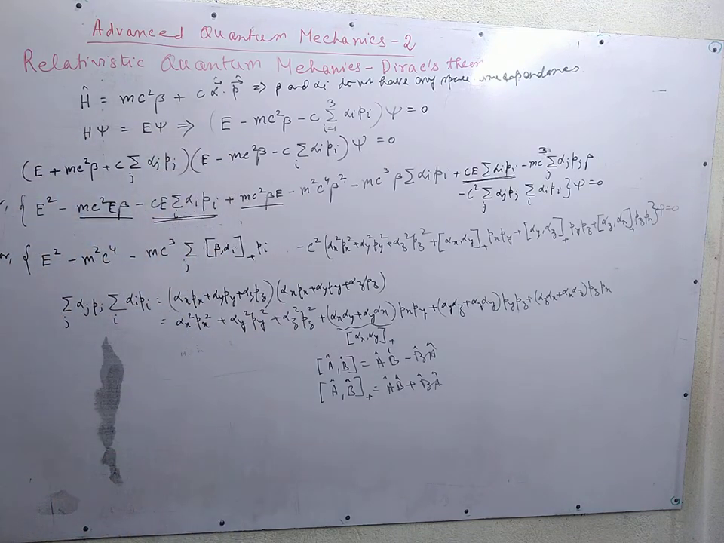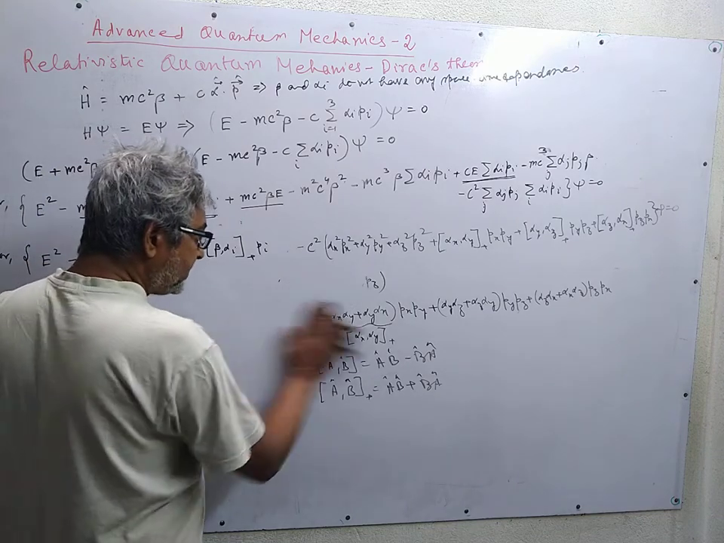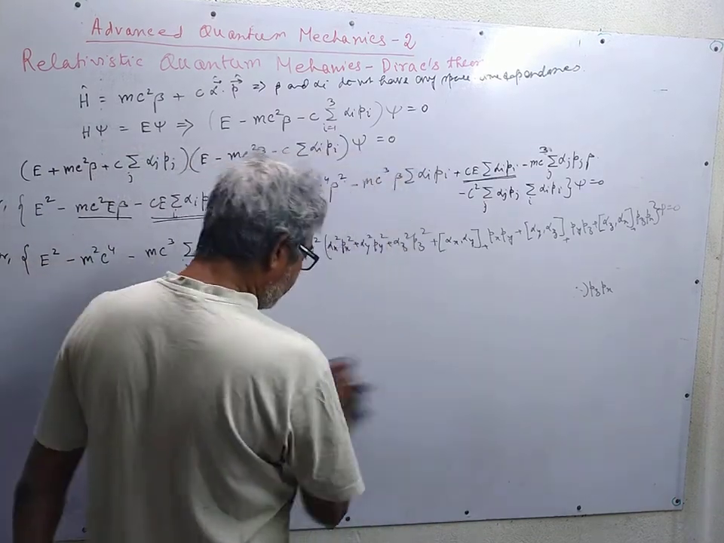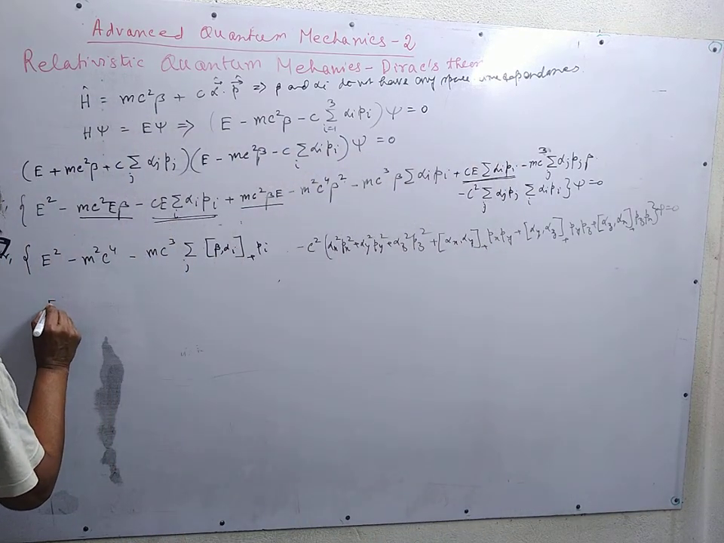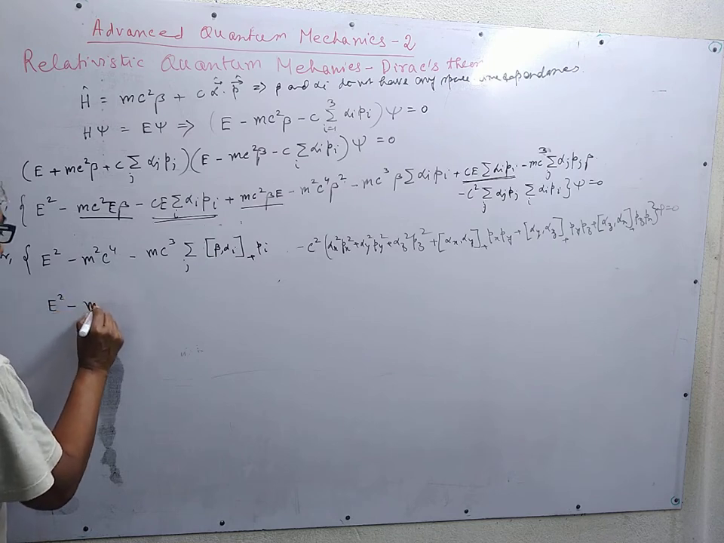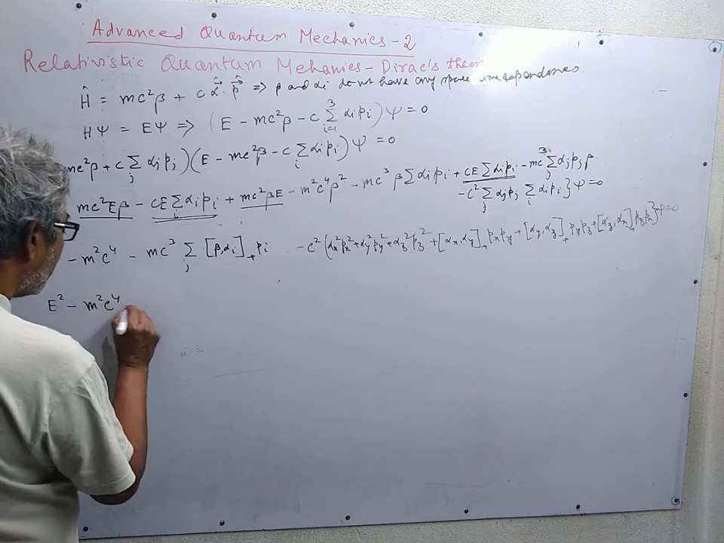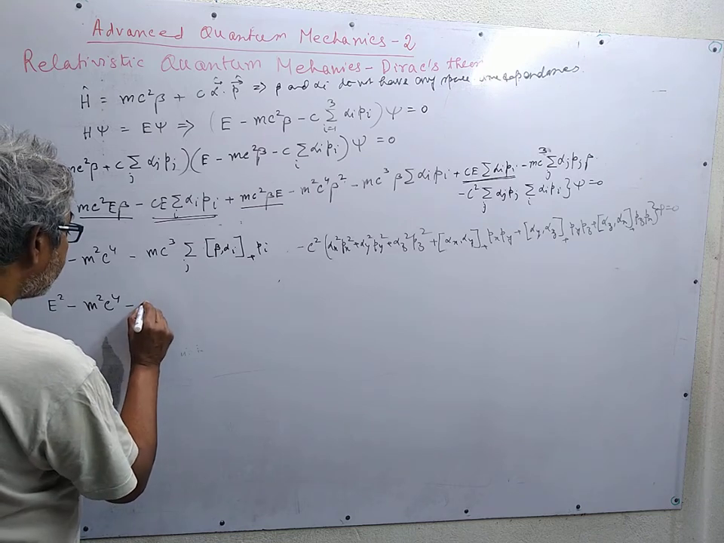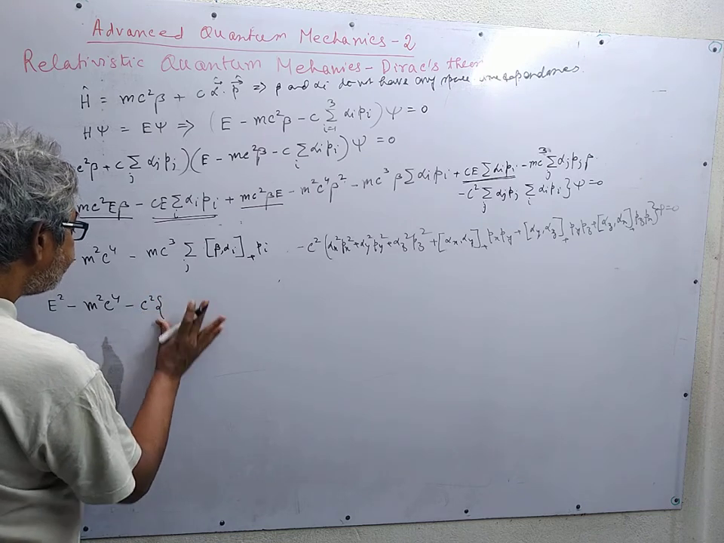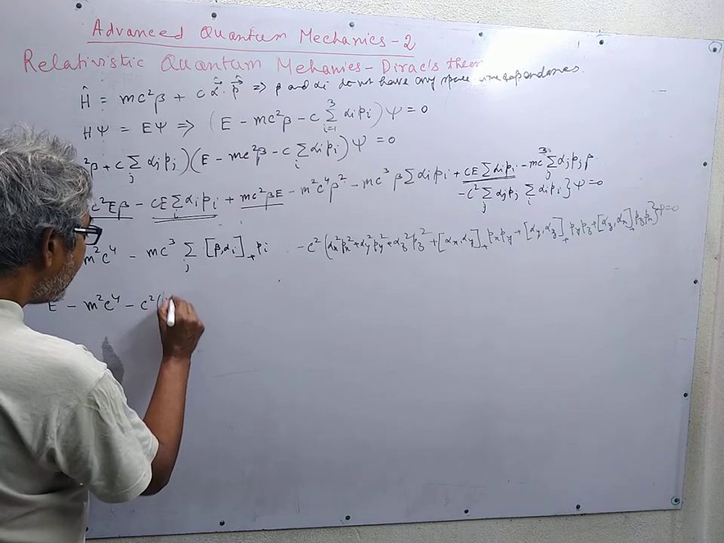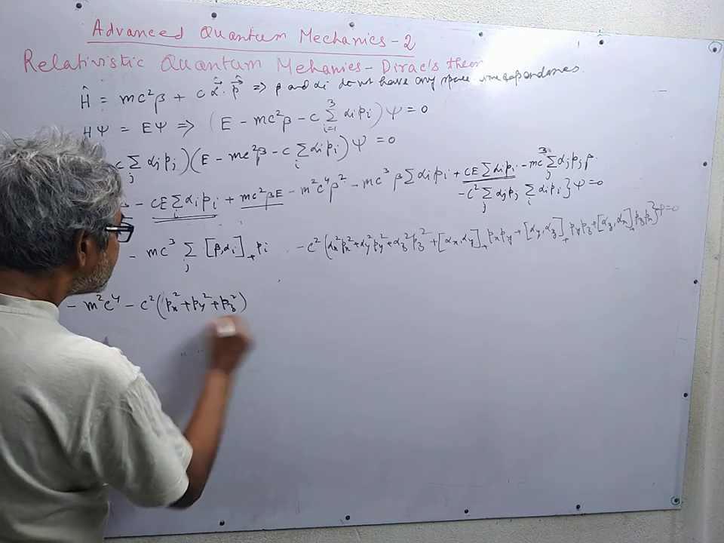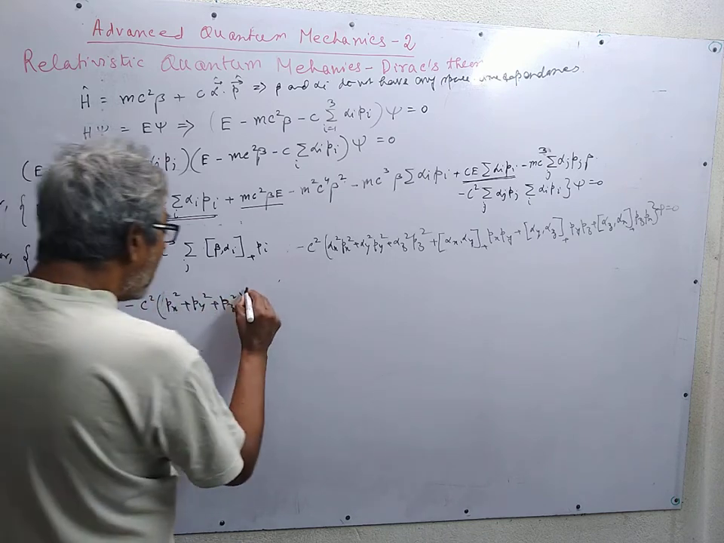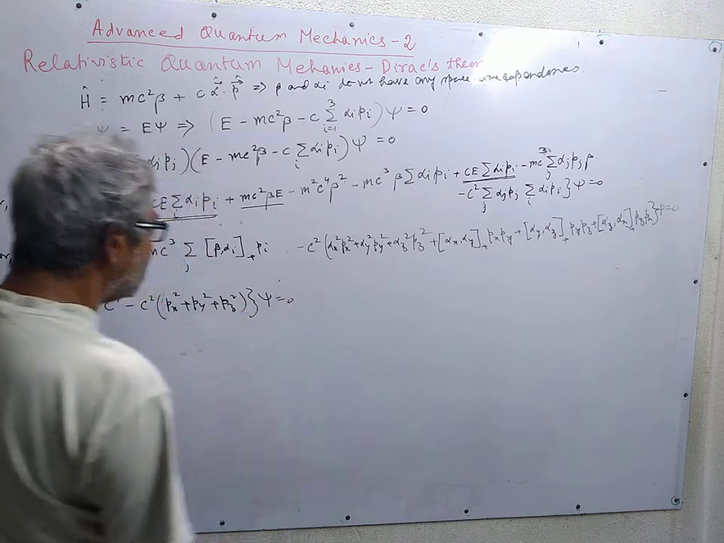This is the Hamiltonian. If we compare this expression with the corresponding Klein-Gordon expression for a free particle moving in 3D, we find that it is E square minus m square c to the power 4 minus c square p square. By p square we mean px square plus py square plus pz square operating on psi is equal to 0.